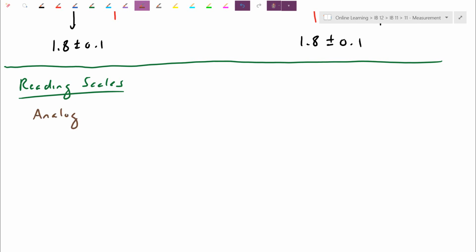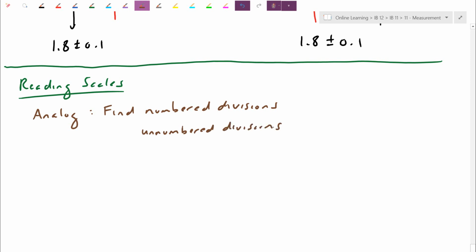So there's no digital, no electrical displays, things like that. For analog scales, here's a process we're going to work through in our first lab. We're going to find first the numbered divisions, the actual printed numbers on your rulers and graduated cylinders. Then you're going to find the unnumbered divisions. And then, depending on the actual device, usually we can guess one more digit. So let me just show you this process here.